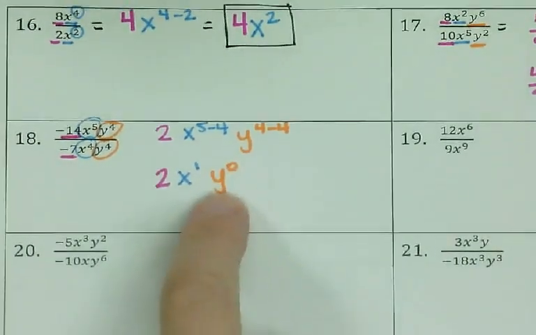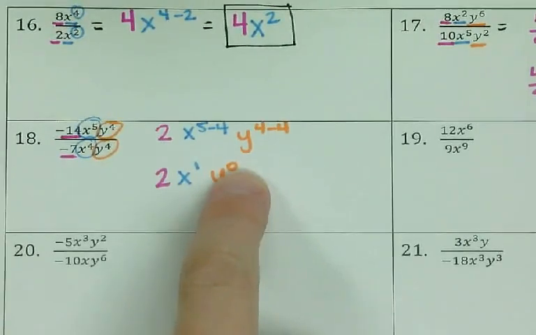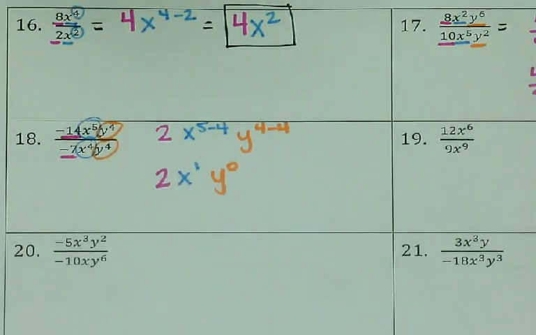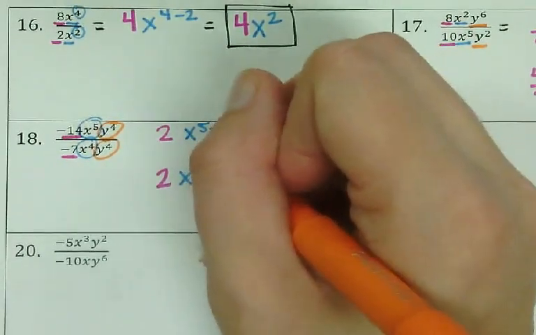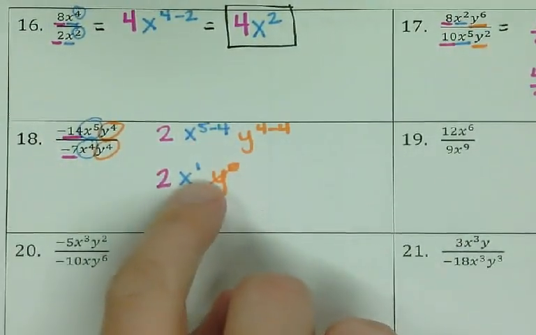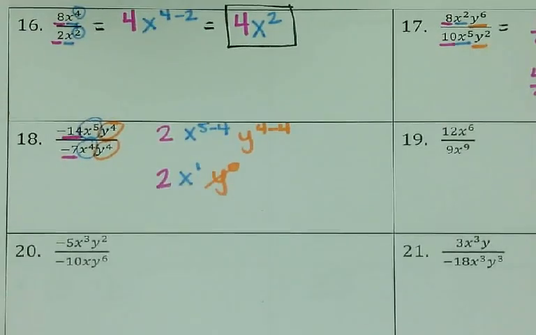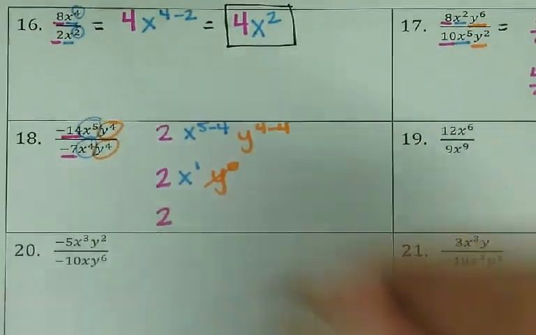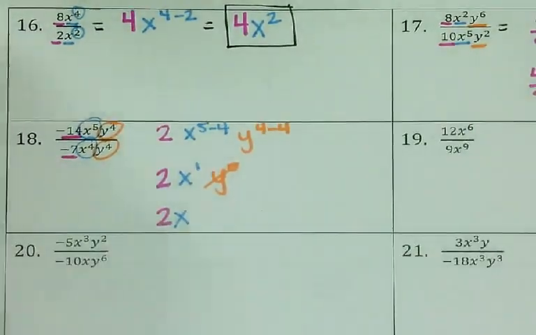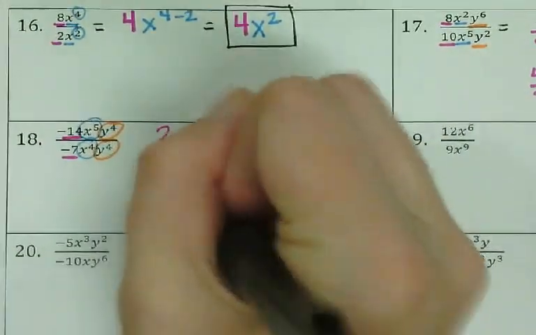So, y'all, what is anything to the 0th power? That's just 1, isn't it? So, guys, that's going to just become a 1, which is great. And do I really need to write x to the 1? Nah, so it's just going to be 2x. All right, guys, so our final answer would just be 2x.